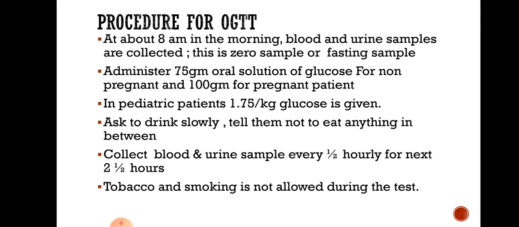Procedure for OGTT, that is oral glucose tolerance test. At about 8 am in the morning, blood and urine samples are collected. This is zero sample or fasting sample. Now administer 75 gram of oral glucose for non-pregnant and 100 gram for pregnant patient. In pediatric patient, 1.75 gram per kg glucose is given.